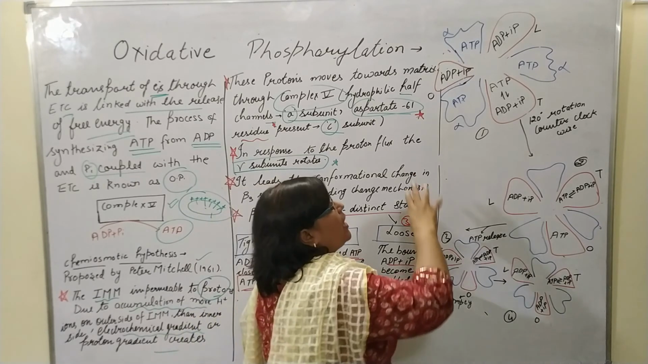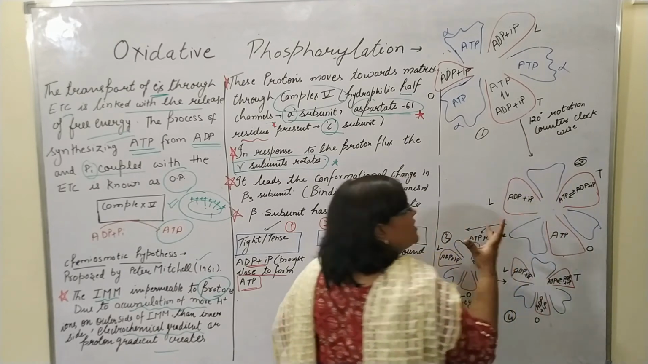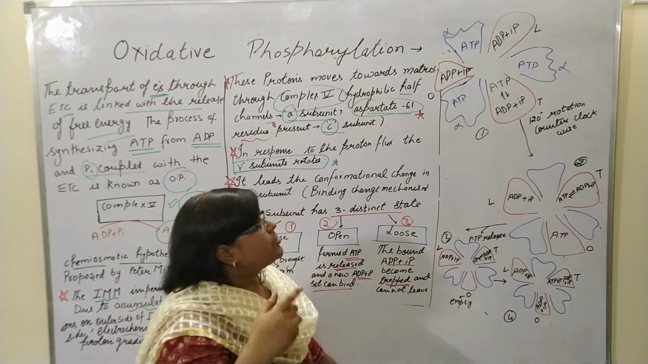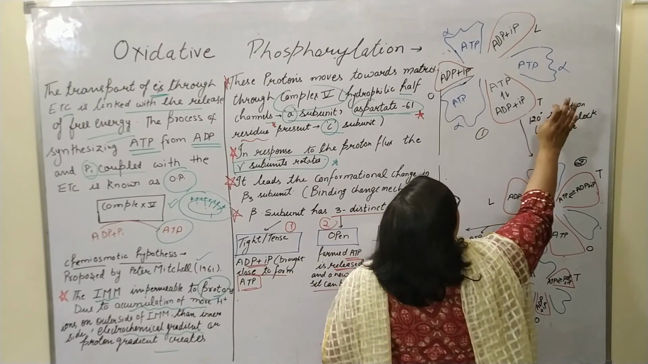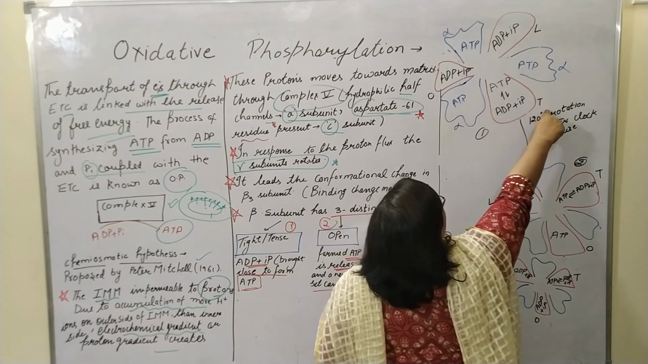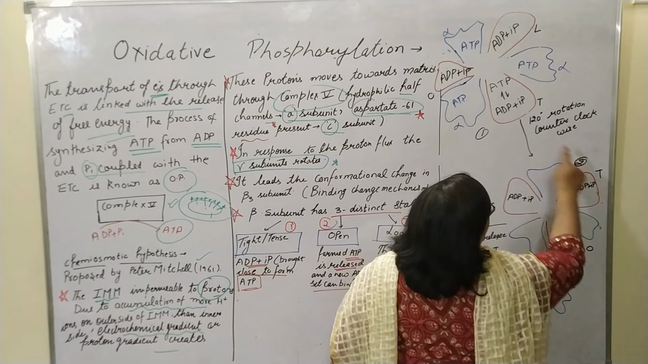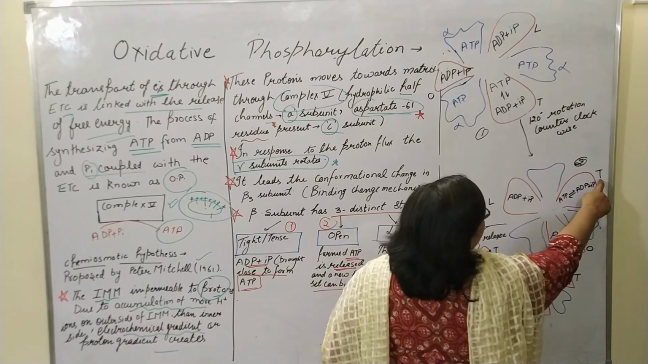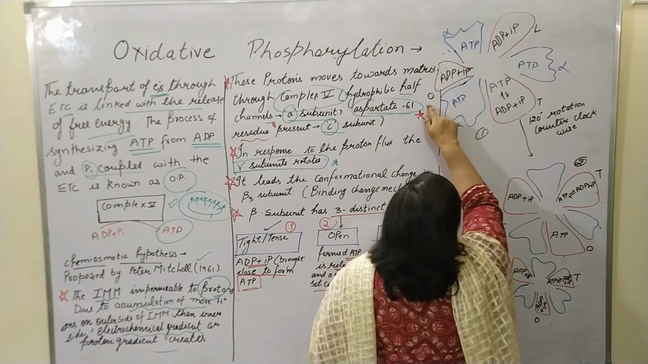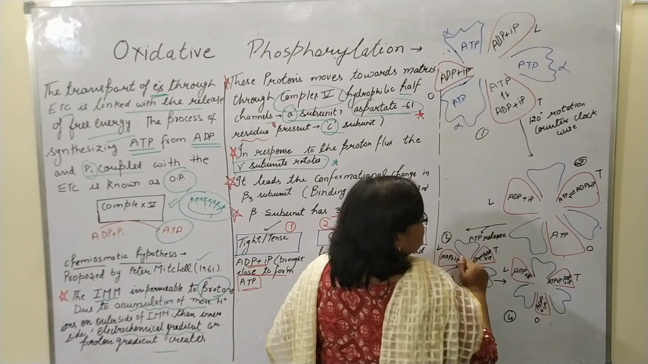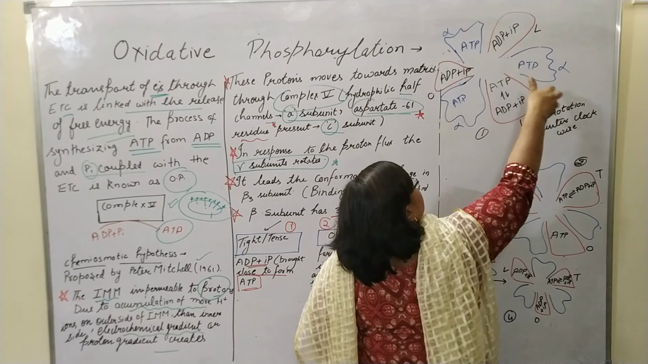Now, what will happen when the stalk moves? A 120-degree rotation counterclockwise. What is counterclockwise? Anti-clockwise. So here, with the 120-degree rotation, the tight beta ring reaches the loose state, the loose state reaches the open state, and the open state reaches the tight state. This kind of shuffling takes place anti-clockwise.